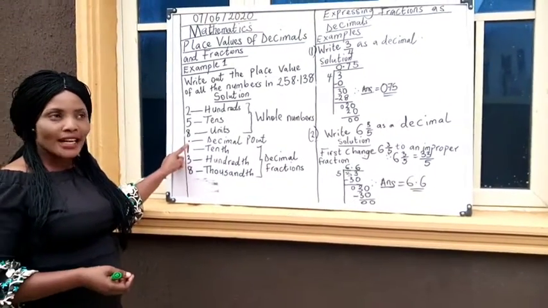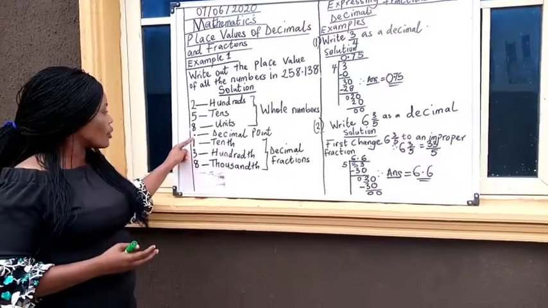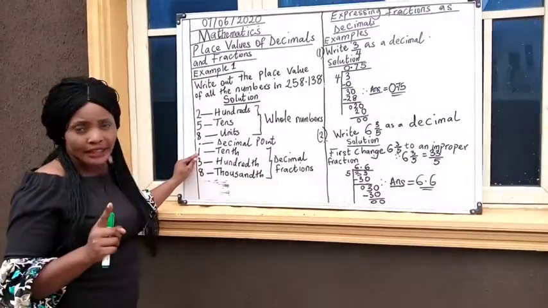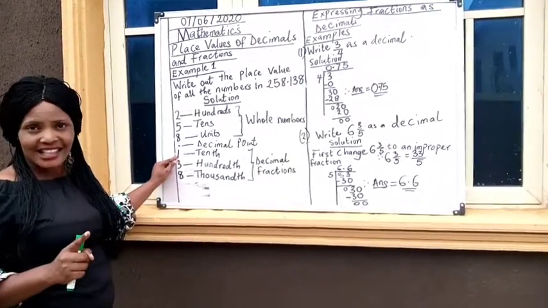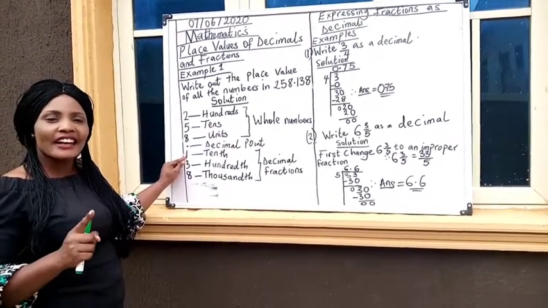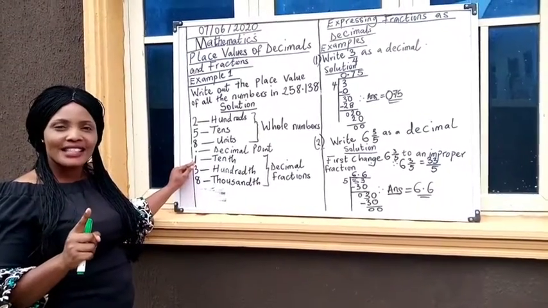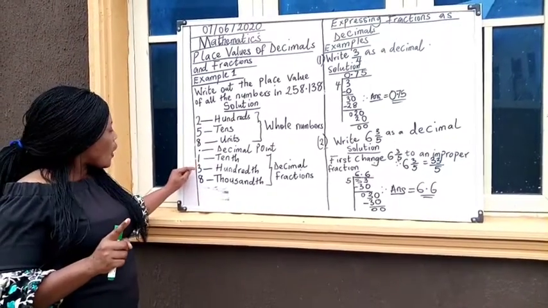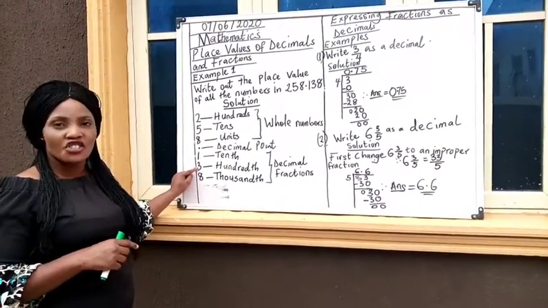This is your decimal point. I believe you are familiar with your decimal point. The first number after the decimal point is the tenths. I repeat again, in any question, the first number after the decimal point is your tenths, while the second number after the decimal point is your hundredths.